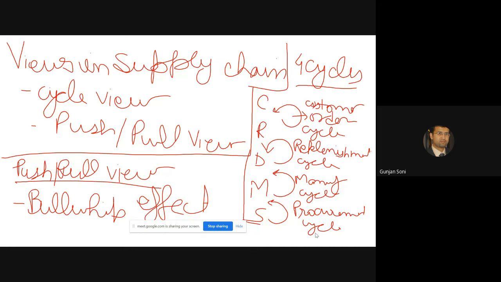So what do you think, will a push system or a pull system create more bullwhip effect? Give me your opinion. Which will create the bullwhip effect more, push view or pull view, or you can say push type of system or pull type of system?